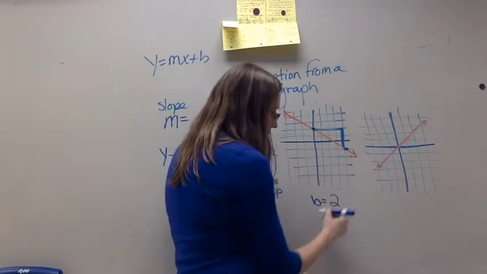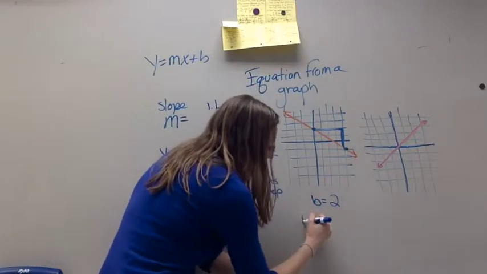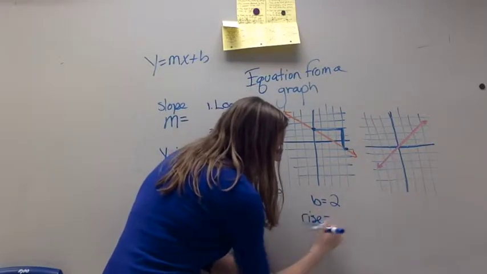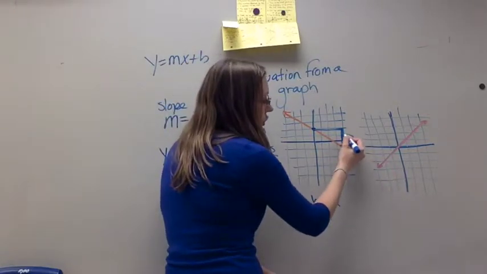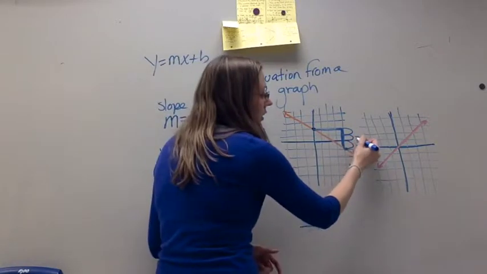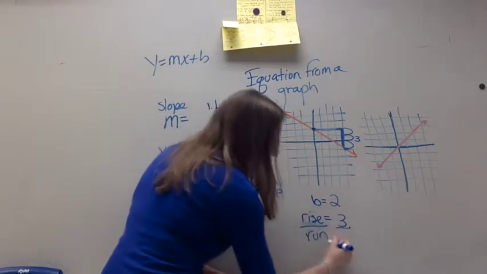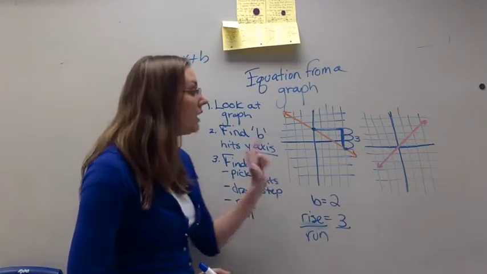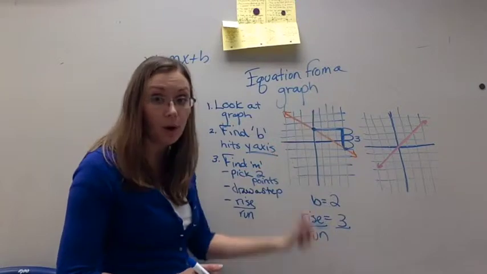And I'm going to count my rise, okay? Oops, I put my's. Rise, okay? And my rise here is going to be up 1, 2, 3. That's how tall my stair is. My rise is 3 over my run, okay? And run is going left or right. I went up, so it was a positive 3.